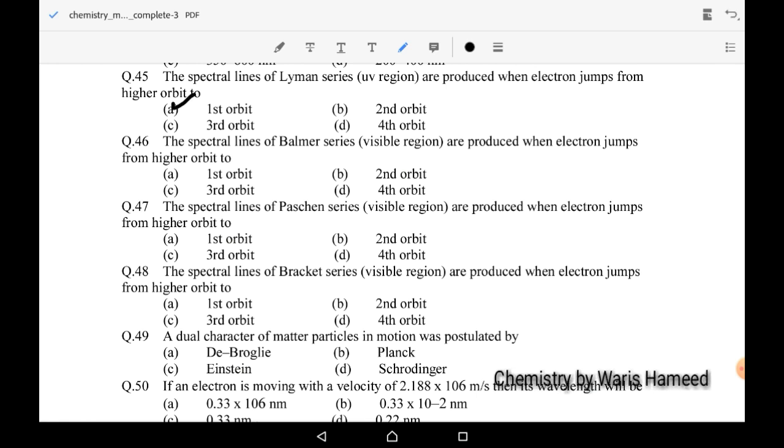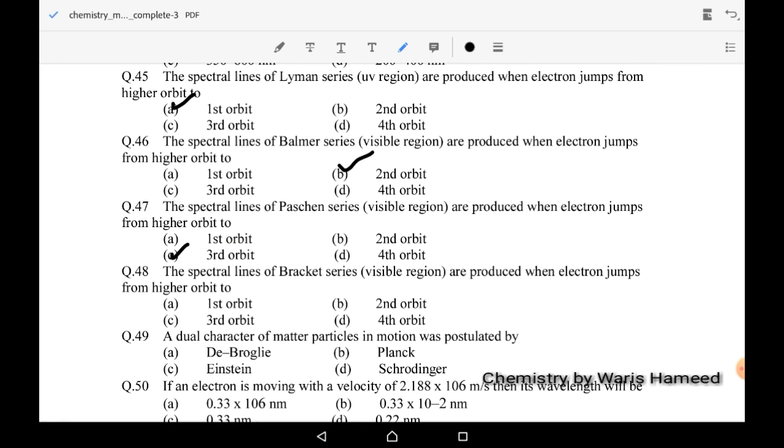The spectral lines of Balmer series are produced when an electron jumps from a higher orbit to the second orbit, then it will be in the visible region and it will fall in Balmer series. The spectral lines of Paschen series are produced when an electron jumps from a higher orbit to the third orbit.